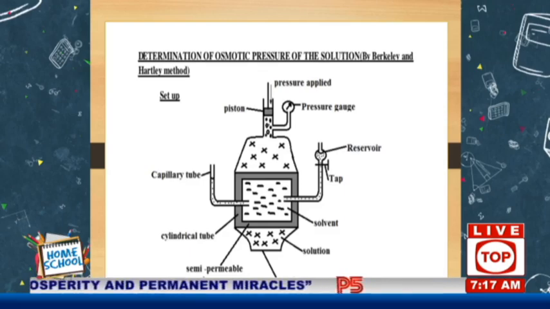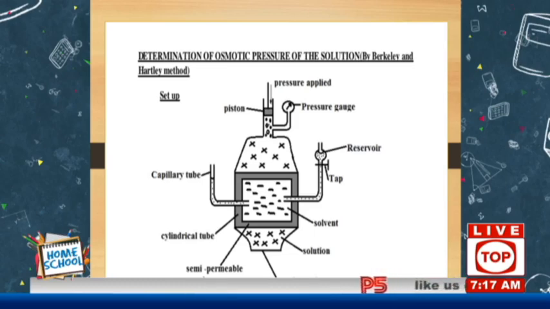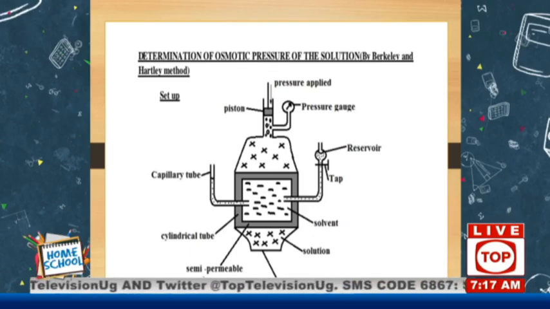We have used the definition, we have used the diagram, and we are still saying that the tendency of the solvent molecules to pass into the solution is balanced by pressing the piston. You can see the piston up. This is just to balance the tendency of those solvent molecules, not to move very fast, not to move very slowly, but to move at a steady speed. You have to press the piston.